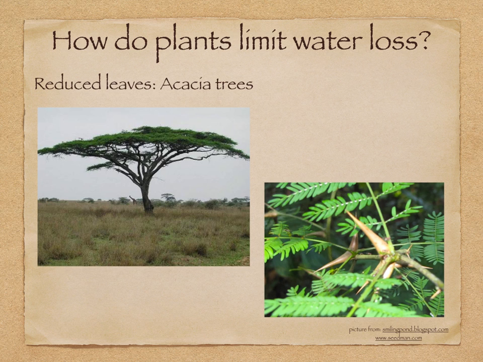So some plants have reduced leaves, for example acacia trees, and these small leaves have a reduced surface area through which water can be lost. So many plants in Africa have very small leaves for this reason.